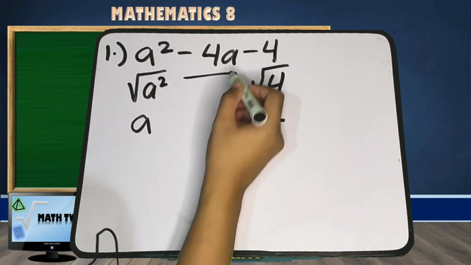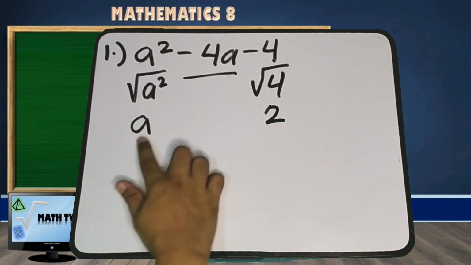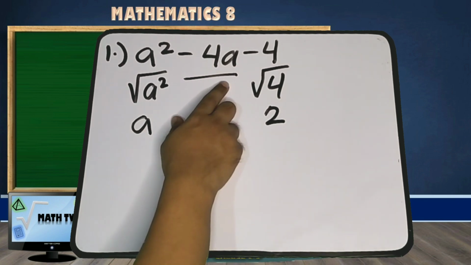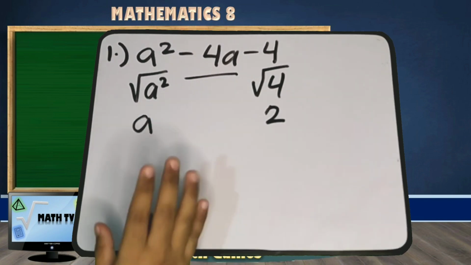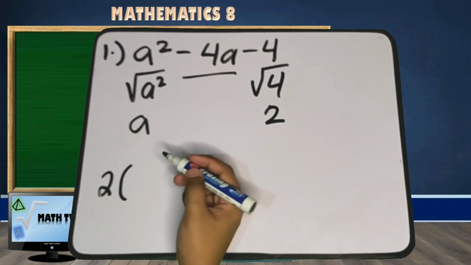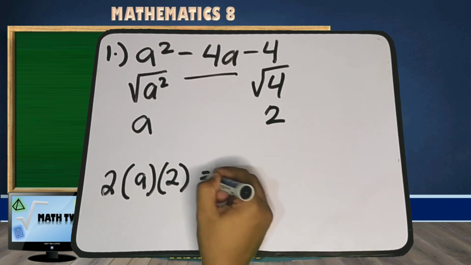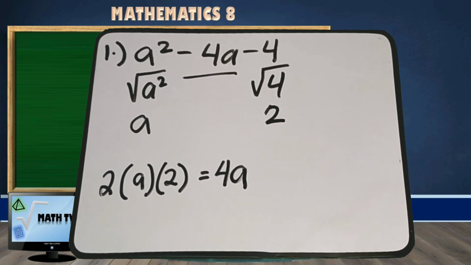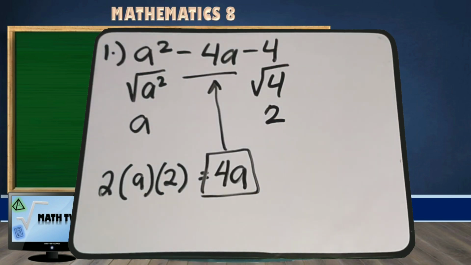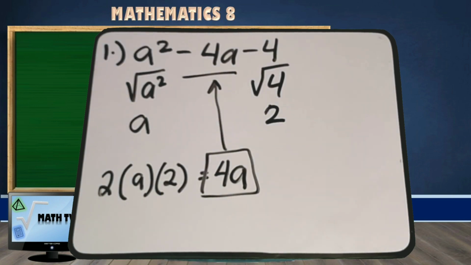So let's check the middle term. It needs to be equal: when I multiply the first term and the last term and multiply by 2, it should equal 4a. So 2 times a times 2 is equal to 4a. So the two are equal. So a squared minus 4a minus 4 is a perfect square trinomial.